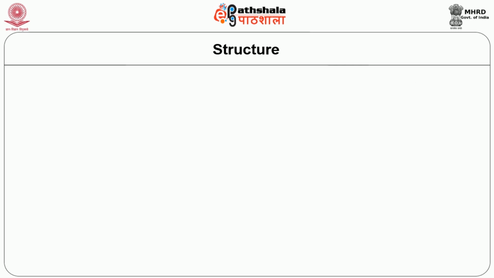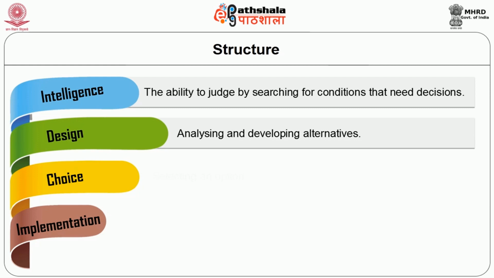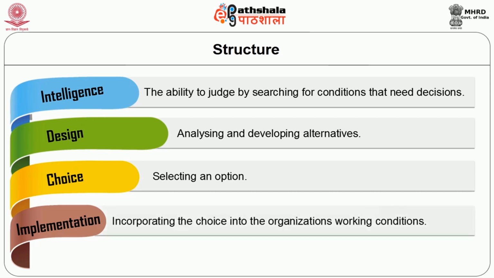At the decision level, the early frameworks consisted of 4 parts, that is intelligence, the ability to judge by searching for conditions that need decisions. We look at the design part of it, that is analyzing and developing alternatives. Then we also have the choice. We have to make the right choice, that is selecting an option. Then we are looking at implementation. This is incorporating the choice into the organization's working condition.